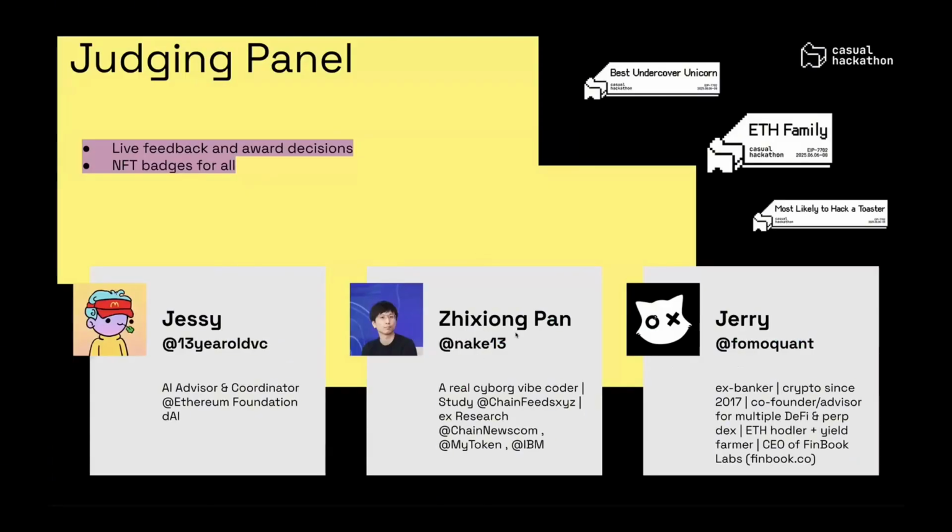The next one is Zhishong Pan. He is a coder with real cyber vibes, currently at Chain Feeds with prior research experience at Chain News, MyToken, and IBM. And the next judge is a longtime crypto builder since 2017, a former banker and now CEO of Finbook Labs, advising and co-founding multiple DeFi and PerpDex projects. Once again, a warm welcome to our three judges for today.